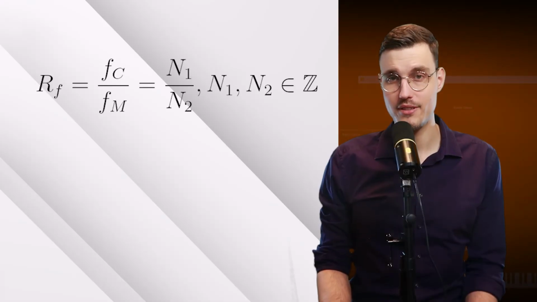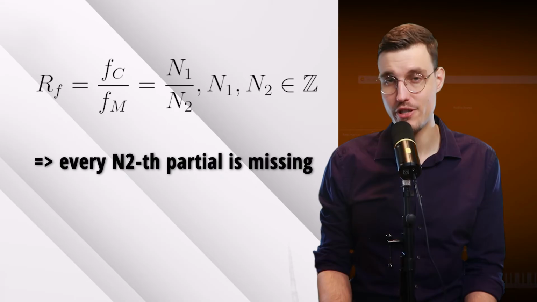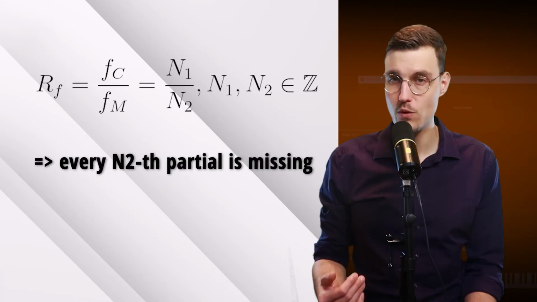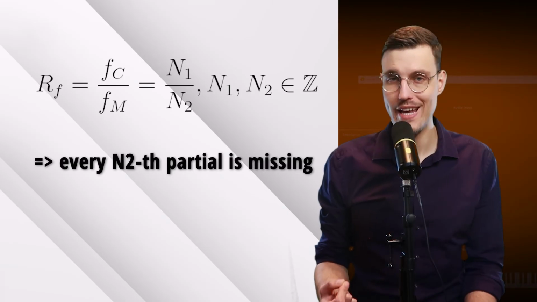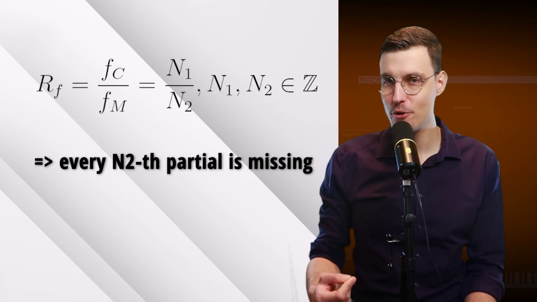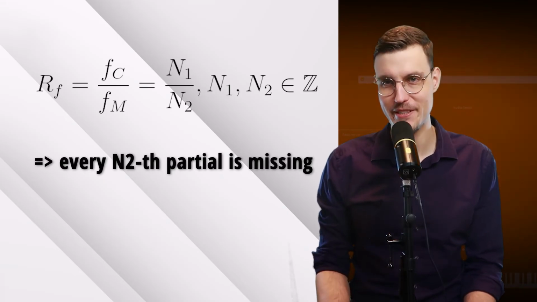I hope you start seeing a pattern here. In general, if the carrier to modulator frequency ratio equals N1 to N2 and both N1 and N2 are integers, then every N2th partial is missing. Okay, we now have a sense of what makes FM sounds harmonic and how to control their pitch.